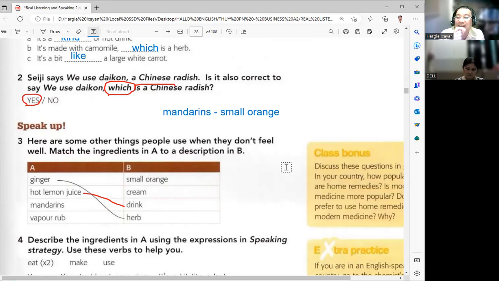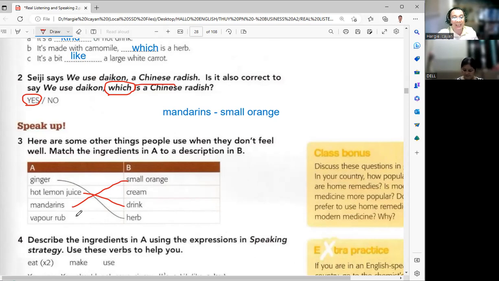Still orange, we call that orange, right? But for those who don't know what this is, this particular mandarin came from China, if I'm not mistaken. So there they call small oranges mandarins. Okay, so mandarins are small oranges. Next, what about when you say vapor rub?